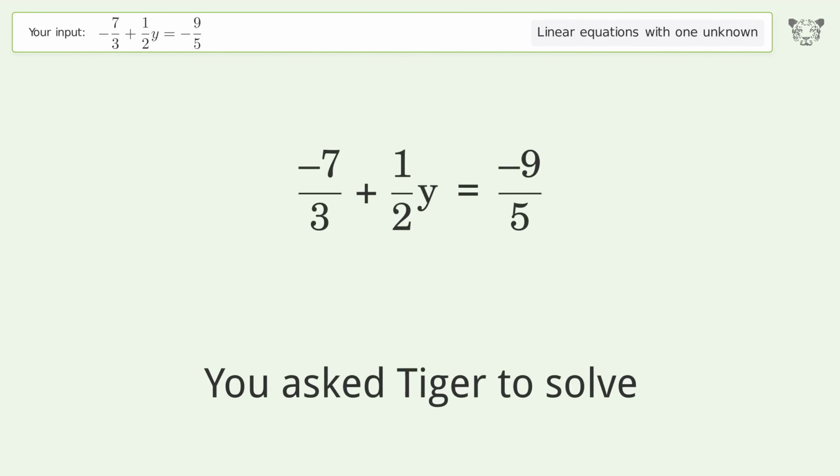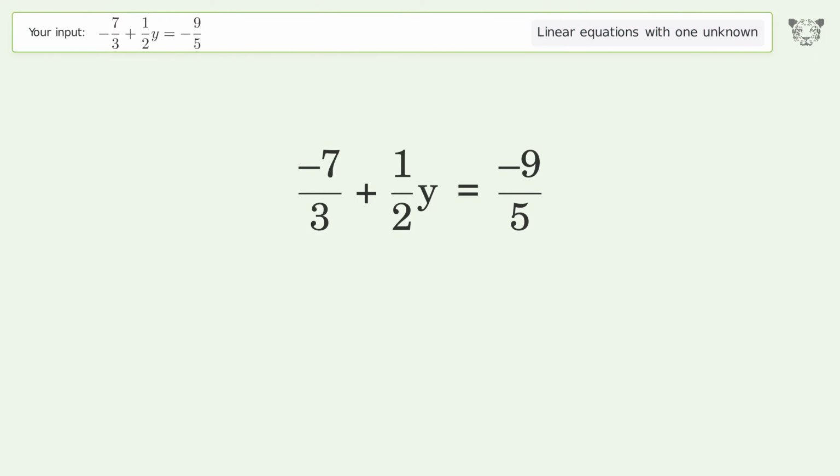You ask Tiger to solve. This deals with linear equations with one unknown. The final result is y equals 16 over 15. Let's solve it step by step.